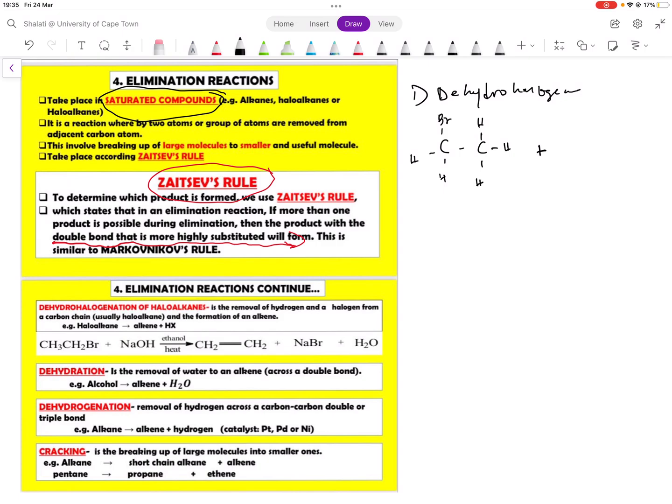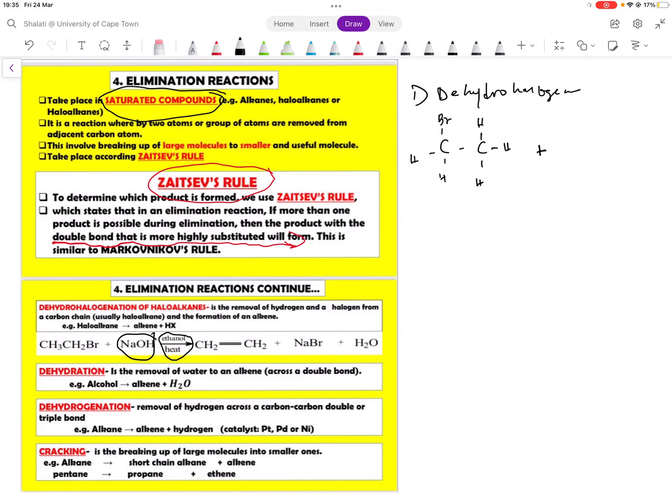So let's check the reaction conditions. We'll be using sodium hydroxide. This is a base to extract these atoms, and the reaction conditions are that we need ethanol and heat. Don't forget those are the reaction conditions. If you are given these conditions, just know that this is dehydrohalogenation. Okay, so let's see how the product is going to form.